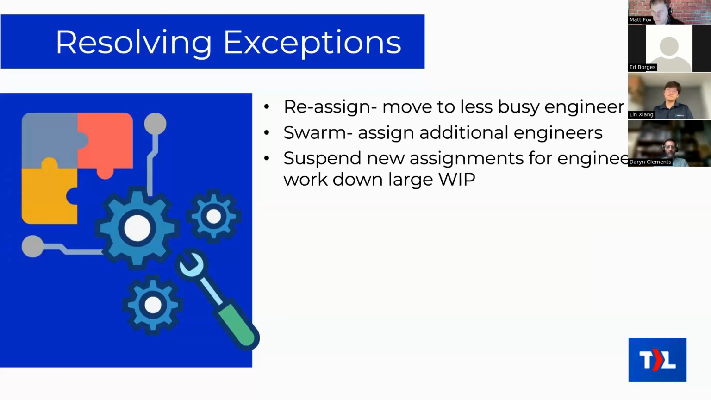Another way to resolve some of these problems is to suspend new assignments for an engineer. You would do that if an engineer has a particularly high work in progress, and you just say, you know what, we're not going to assign you any new work. We're going to give you a chance to work down that queue of work that you have there.